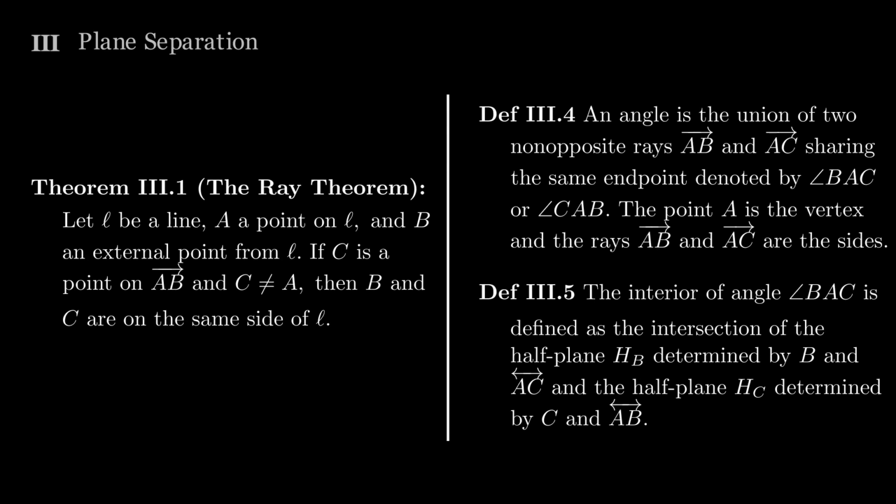Our next definition is pretty important to understand. In our definition for angles, realize that they're defined from two rays. These cannot be opposite rays. We can see why with our next definition.